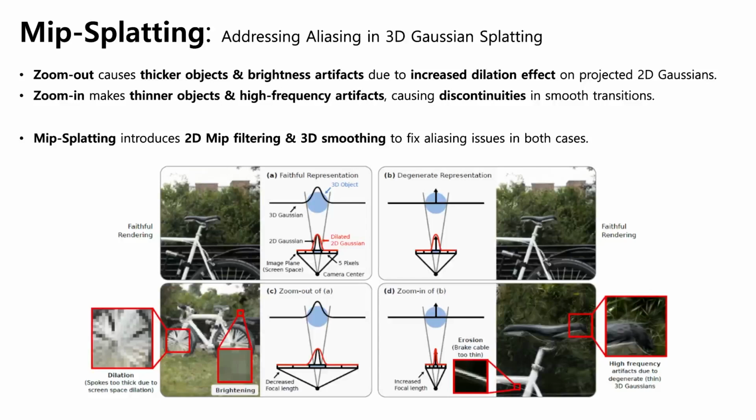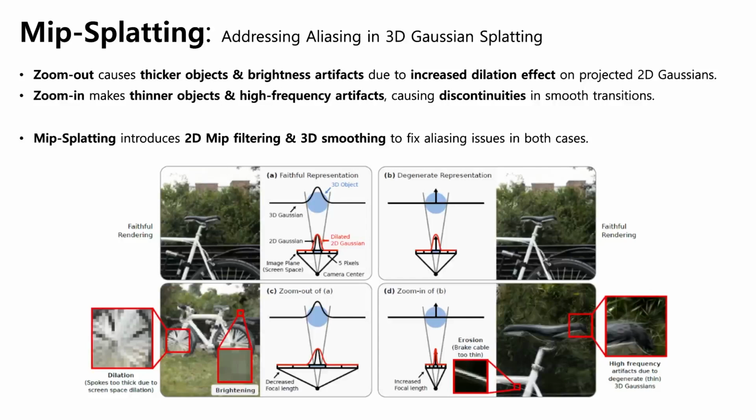up. On the other hand, when zooming in, the focal length increases and very small Gaussians that were used to capture fine details become much bigger. Because of this, the dilation effect becomes weaker, making edges look sharper and creating gaps where things were smoothly connected before. As a result, high-frequency artifacts appear. So individual Gaussians become more visible instead of blending together, making the surface look less natural.